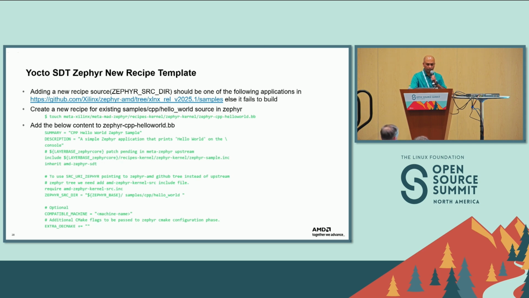Optionally you can add the compatible machine, where you can set the recipe to be built for a particular machine file. On top of that, you can add additional extra OE CMake flags. You can specify any CMake flag which is required to build your application.